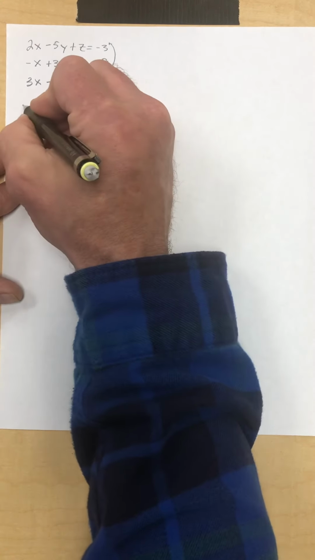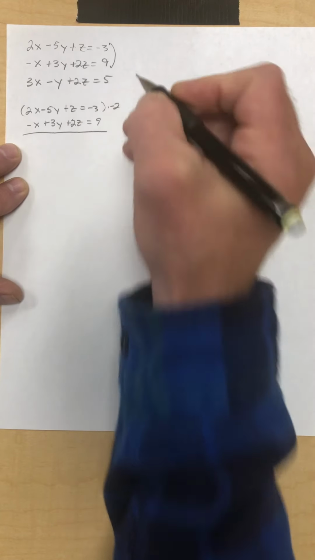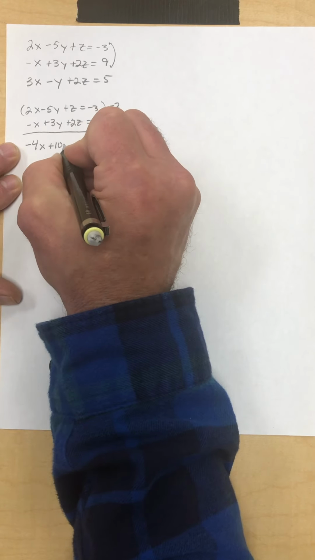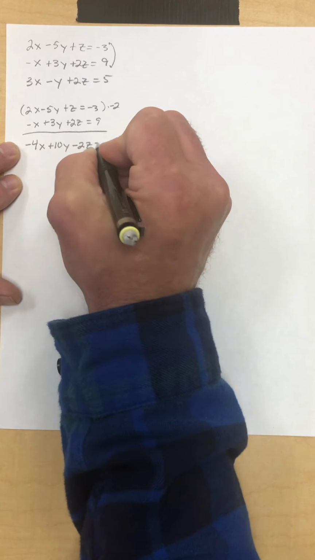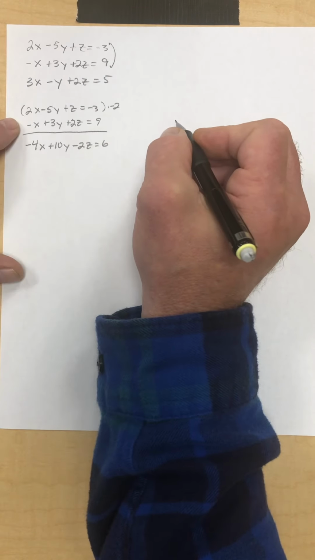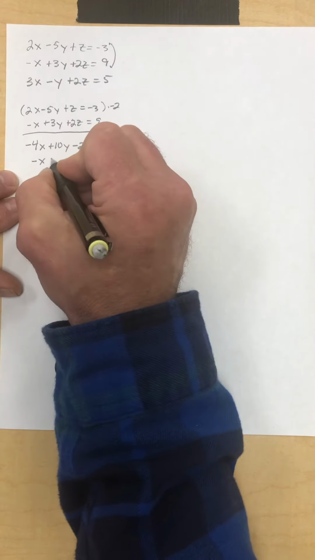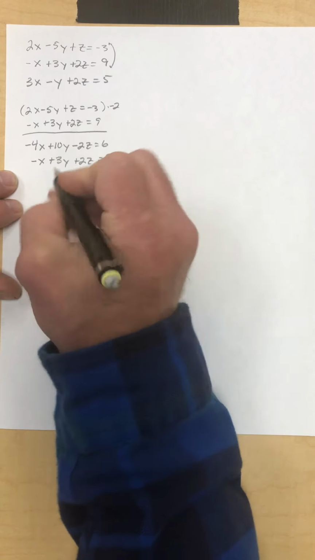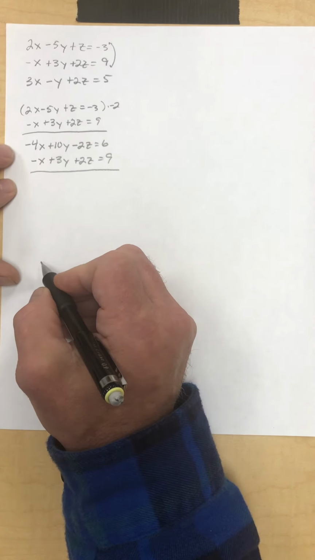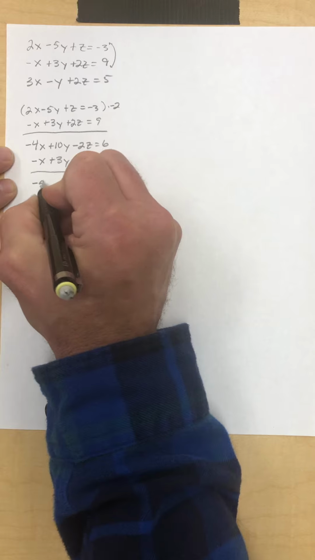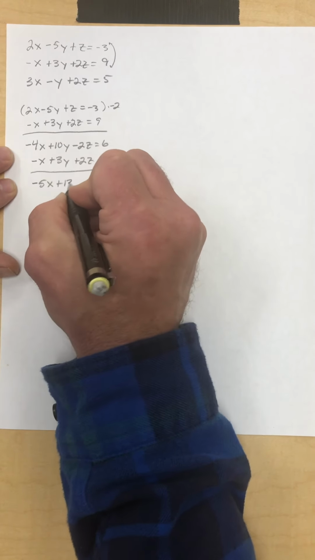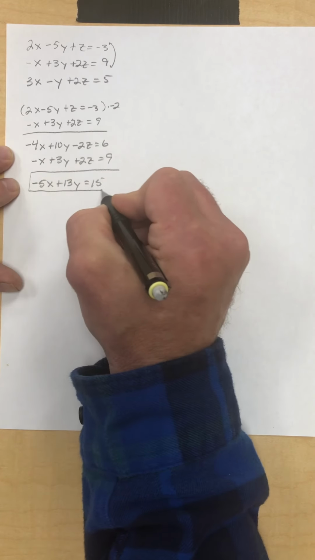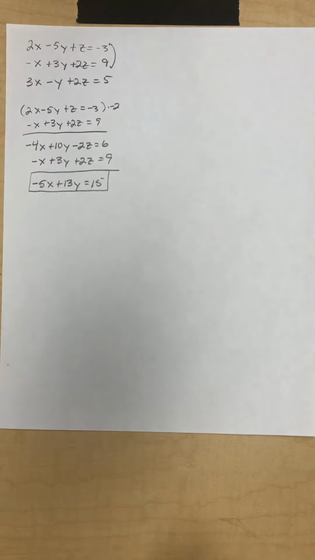So obviously I can multiply this top one by negative 2. That gives me negative 4x plus 10y minus 2z equals 6. And then just bring this one down: negative x plus 3y plus 2z equals 9. If you add straight down, notice the z's are going to cancel each other off. So I'm going to get negative 5x plus 13y equals 15, and there's one of my 2 equations with only x and y in it.